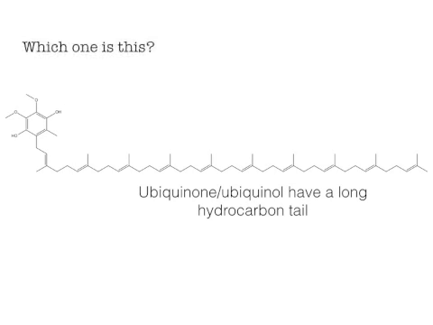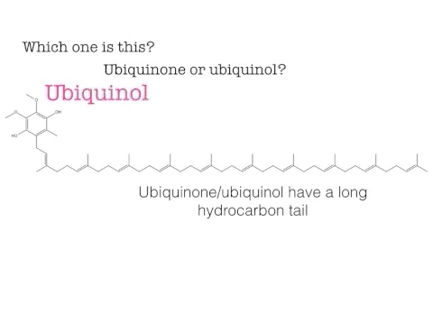So, which one is this? Ubiquinone or ubiquinol? Well, this is ubiquinol, and we can tell because it's a diol. There are 2 OH groups that are shown here, and this is the reduced form of CoQ10. And if you got this right, very good.